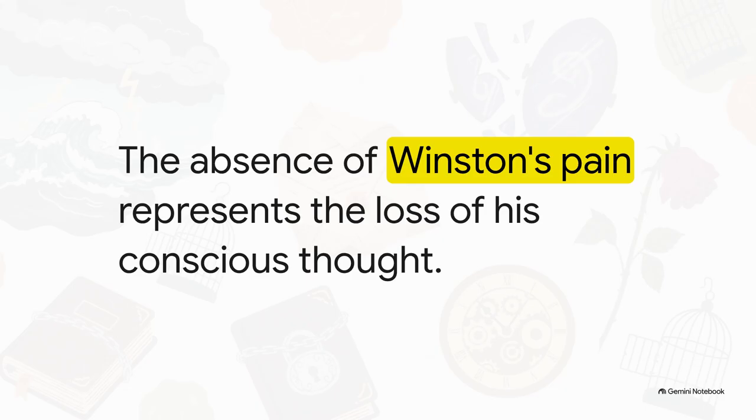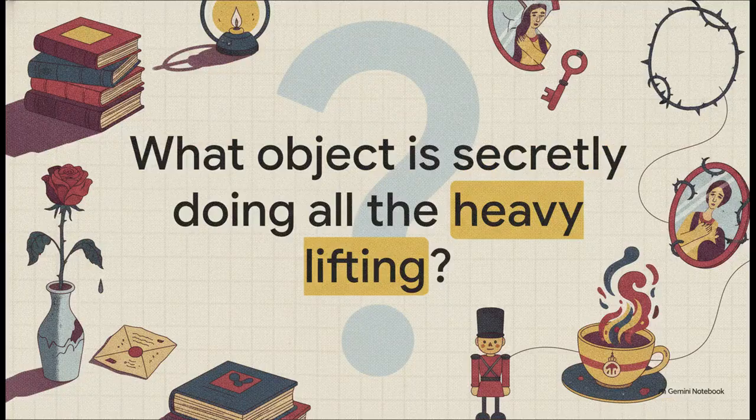Because physical pain is an immediately conscious sensation, the absolute absence of Winston's ulcer pain at the end of the novel physically represents the tragic triumph of orthodoxy. His pain is gone for good, but you know what? So is his conscious, rebellious thought. The absence of the physical object equals the absence of the mind. Once you see the objective correlative, I promise you, you can't unsee it. It changes the whole way you absorb stories.